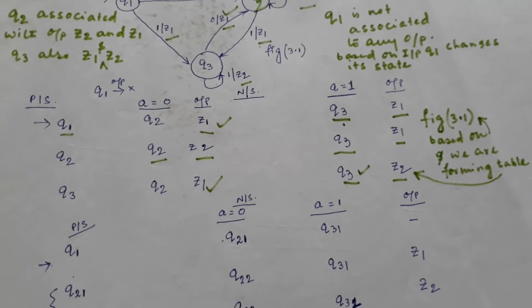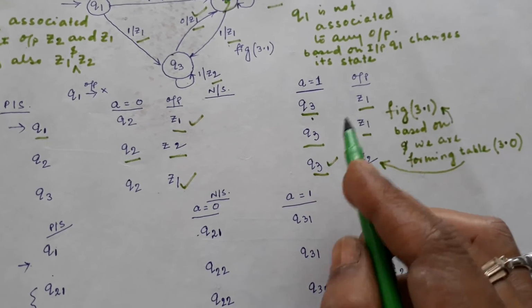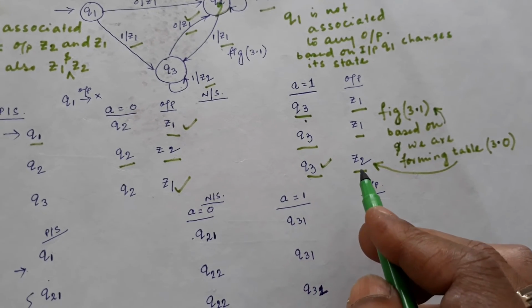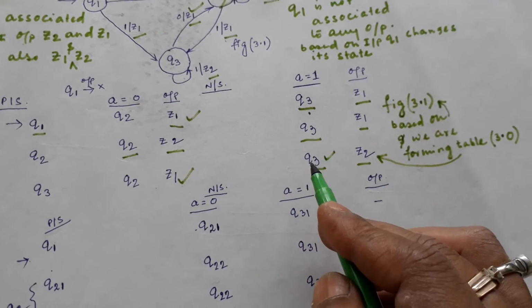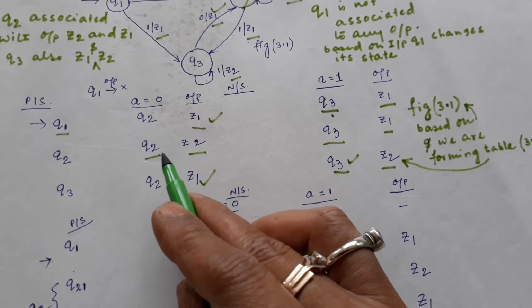So in this way we are forming that particular table. But mind it, in this case q3 is associated with z1 and q3 is also associated with z2. That means q3 performs duality. In the same way, q2 is also associated with z1 and z2.